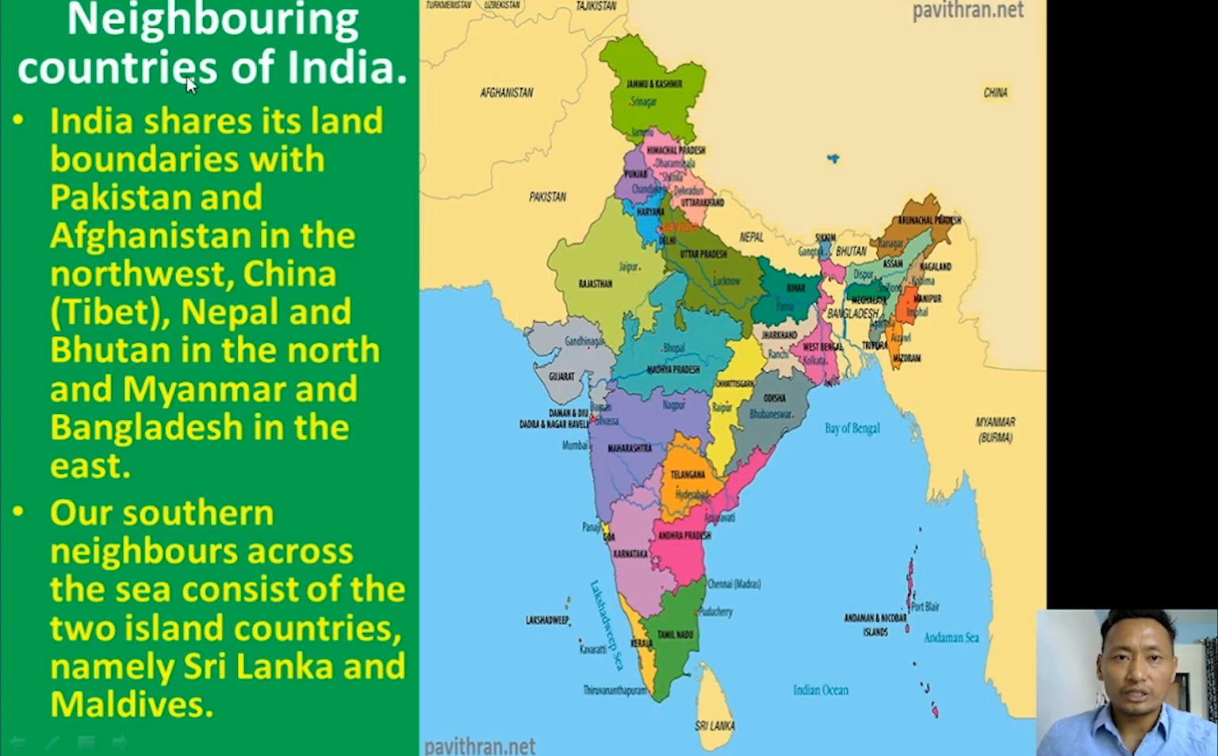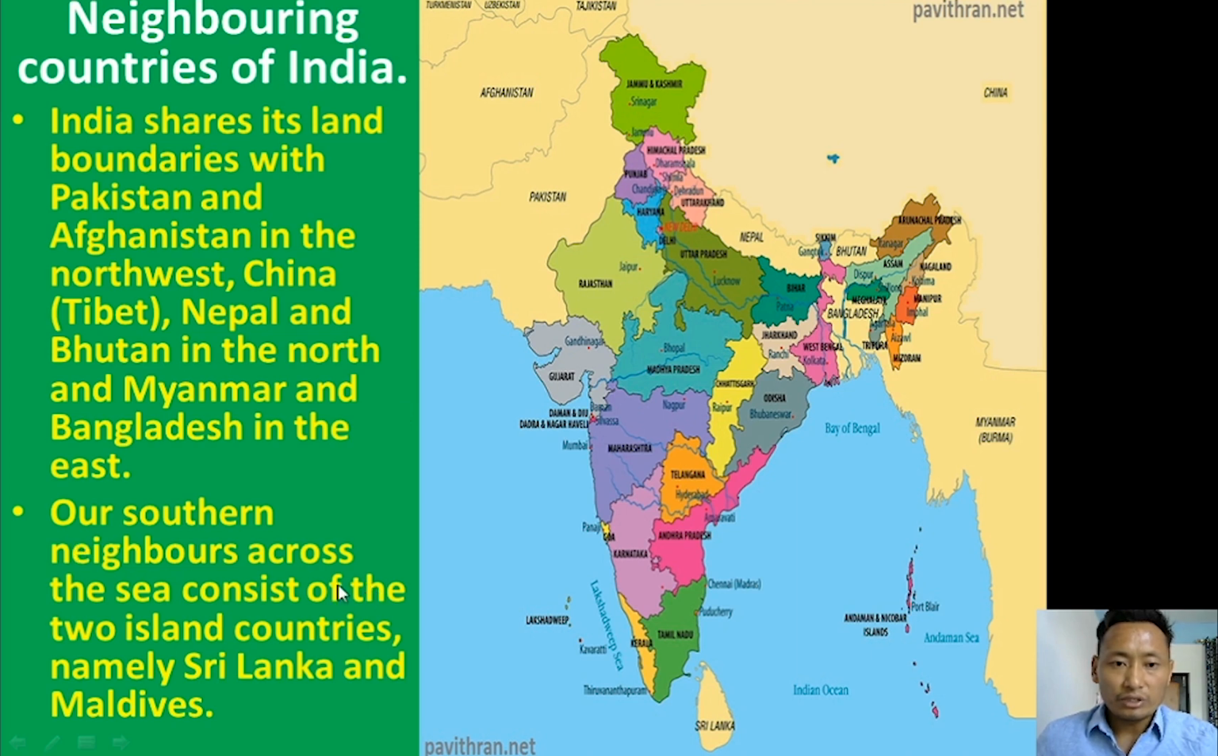Neighboring countries of India. India shares a land boundary with Pakistan, Afghanistan, China, Nepal, again China, Bhutan, again China, Myanmar, and Bangladesh. These are the neighboring countries at the northwest, north, and northeast with which India shares a land boundary.